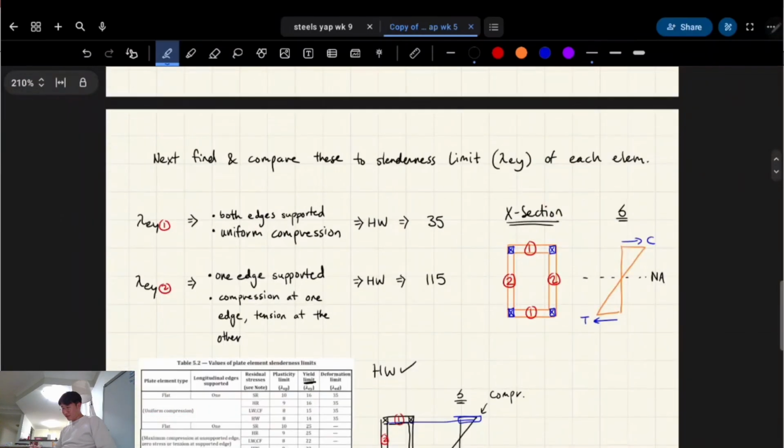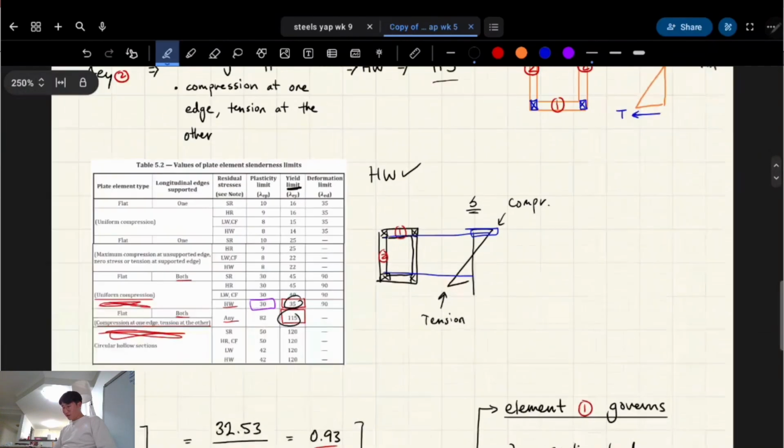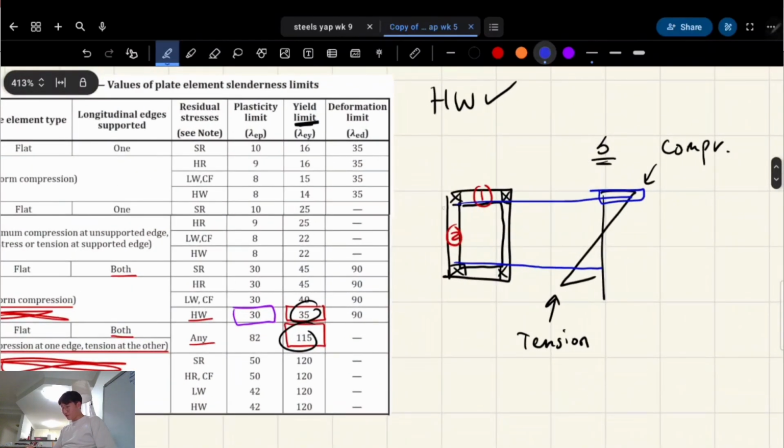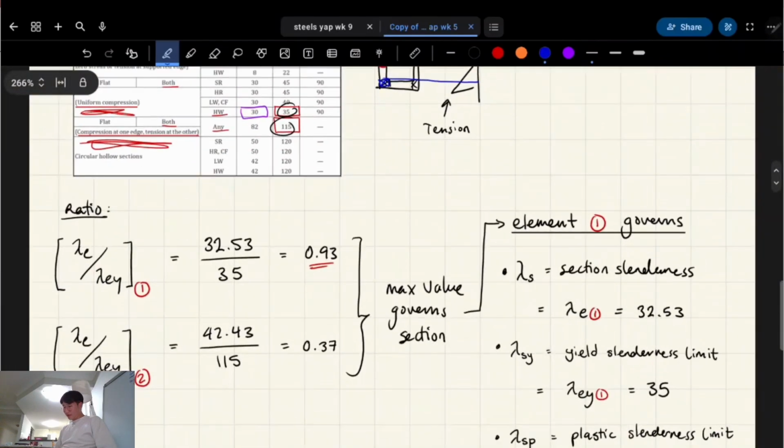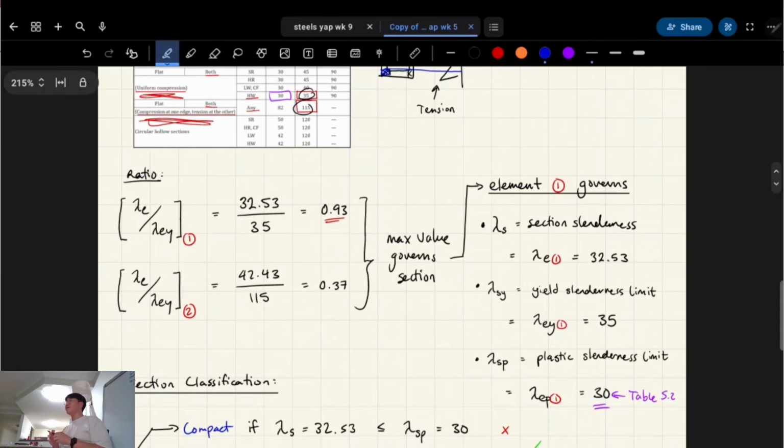And those are the numbers that we get, 35 and 115. Cool. Oh, and both edges are supported because we have 2 edges which are unbuckleable, basically, right? That makes sense, yeah. So before we do further calcs, we want to find the ratio of the element slenderness to the element slenderness yield limit. Okay. And the max one will govern for our entire section.